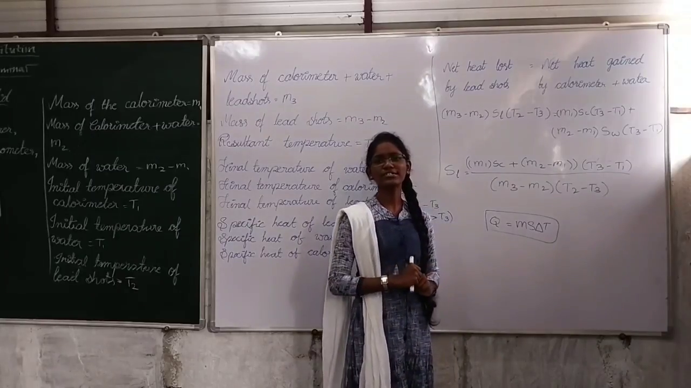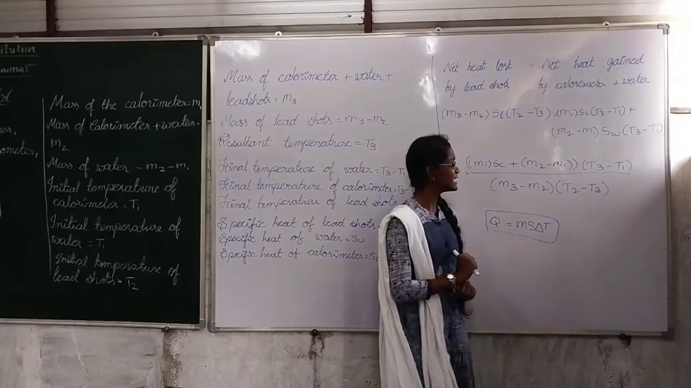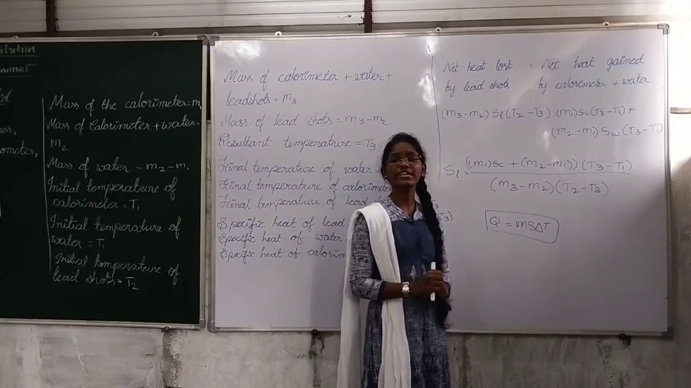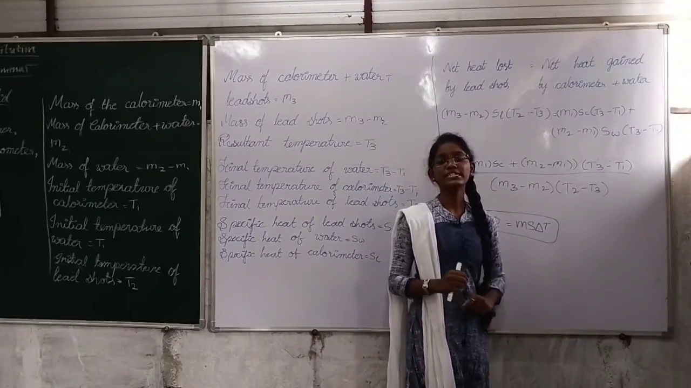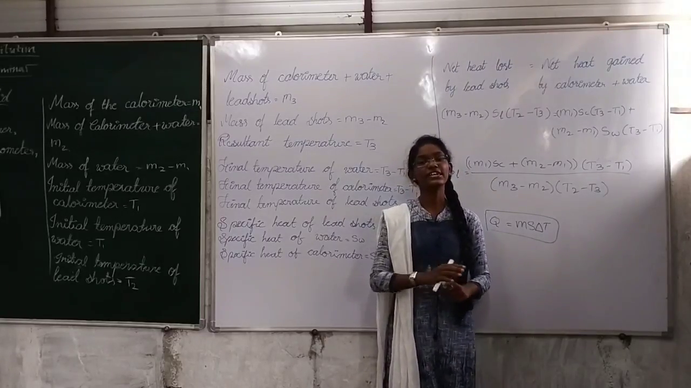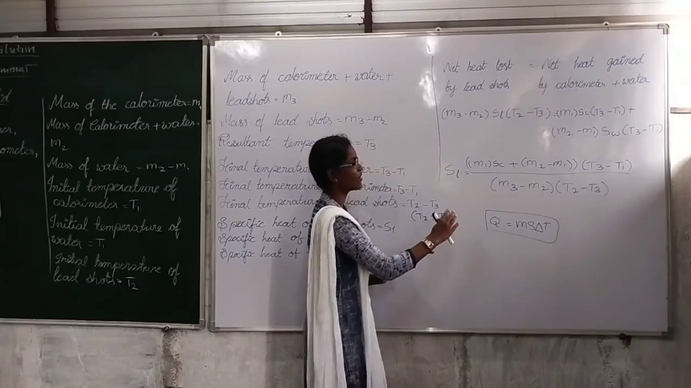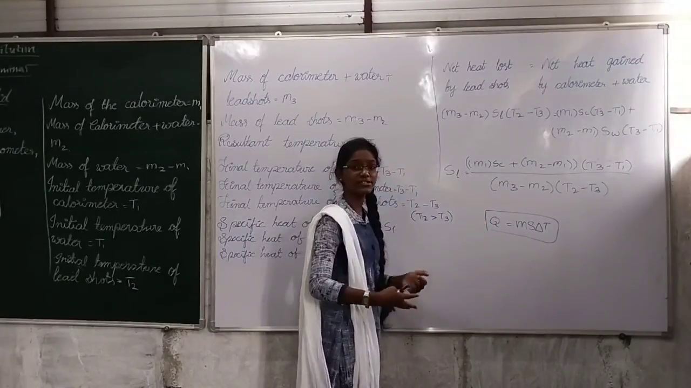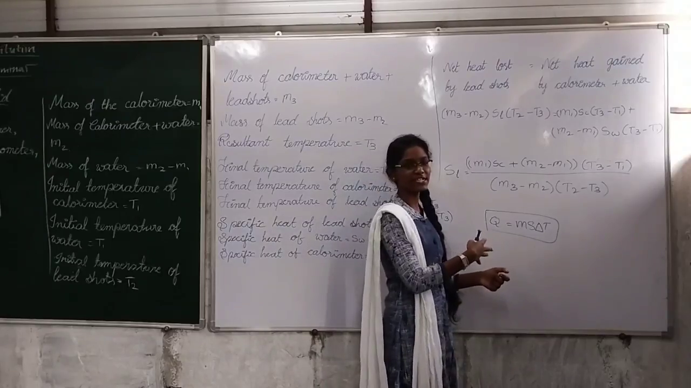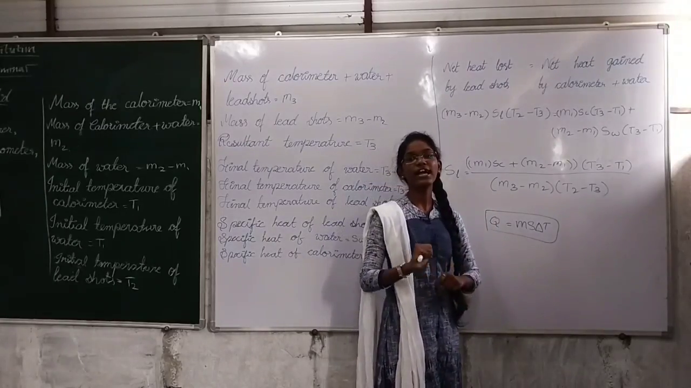This is the process by which we find the specific heat of any solid. By knowing the specific heat of water and the specific heat of the calorimeter, we can find the specific heat of the lead shots. This is how we find the specific heat of a solid.